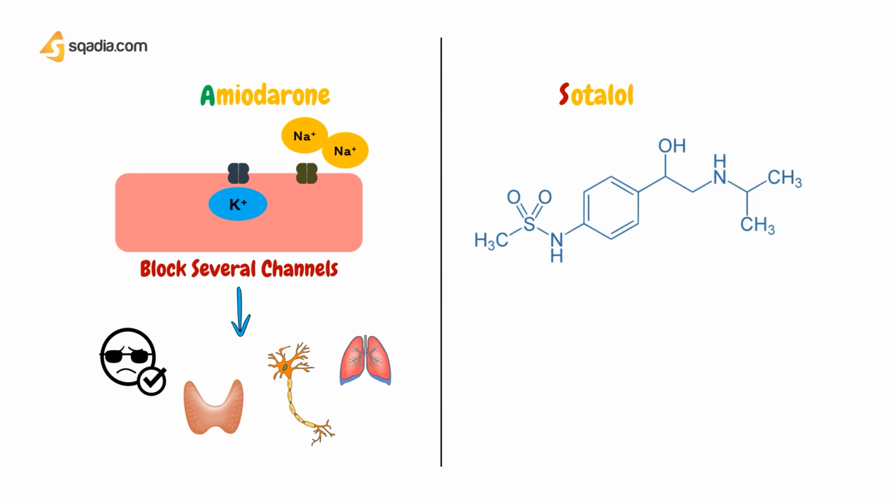Sotalol has Class 3 actions as well as Class 2 beta-blocking actions. It lacks the side effects of amiodarone but has the usual side effects of beta blockers.